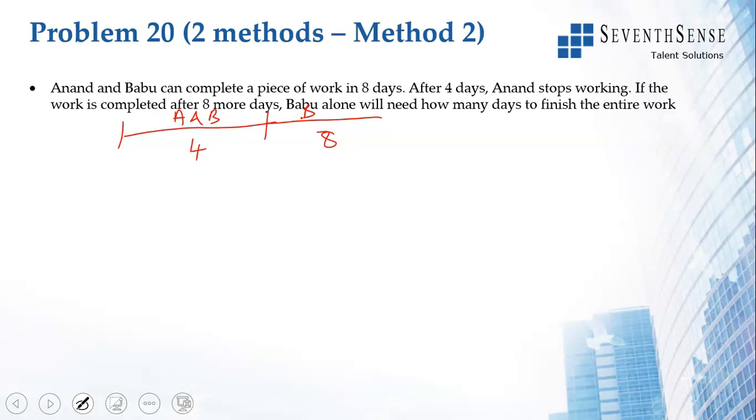Let us say A's 1 day work I will put as A. So A plus B: A is 1 day's work of A, B is 1 day's work of B. They will work in 4 days. They will do (A plus B) into 4 plus B into 8. That is when the work gets completed, right?